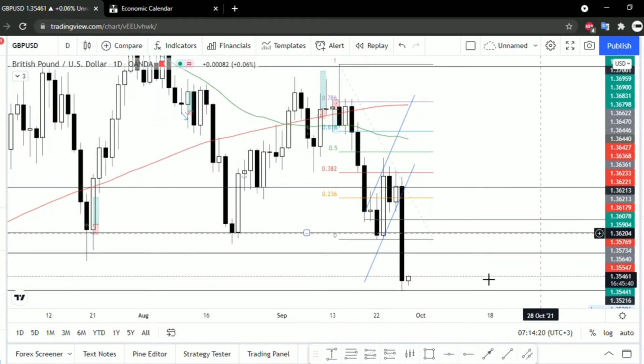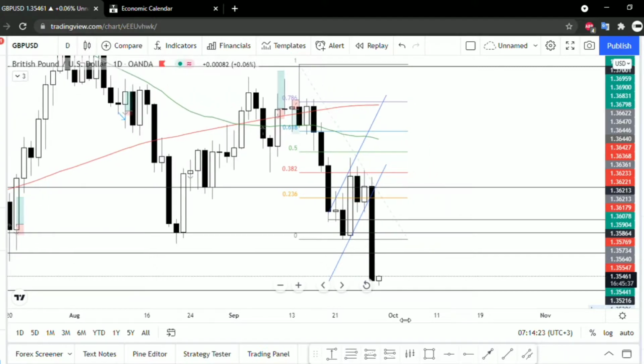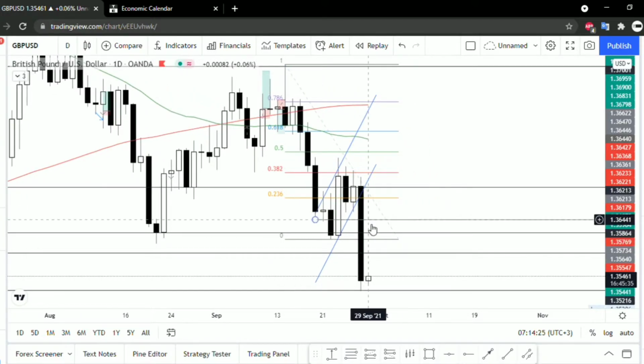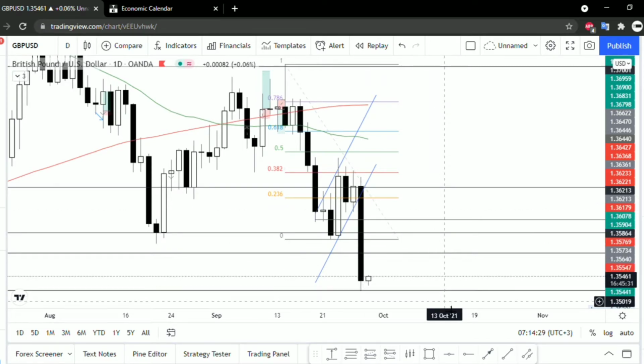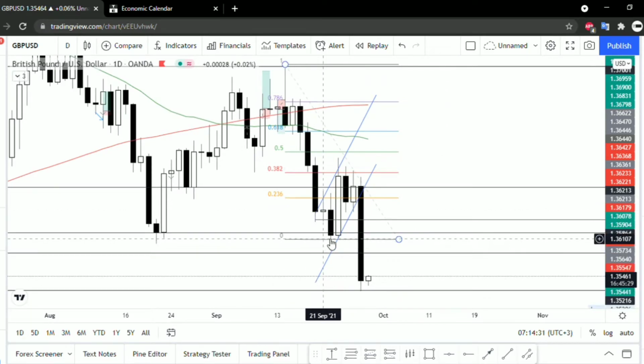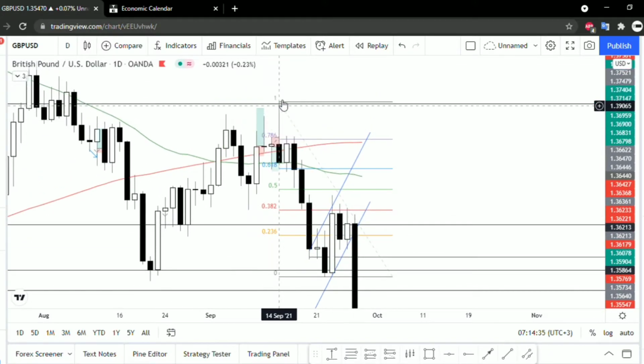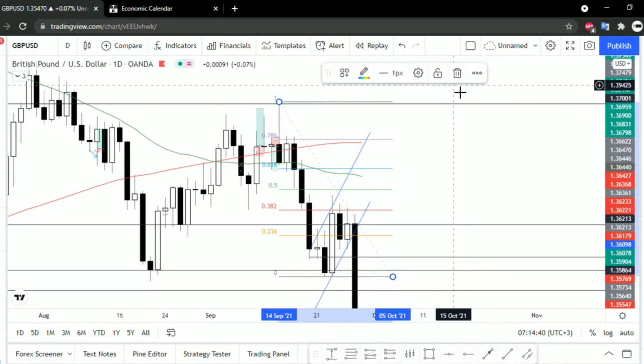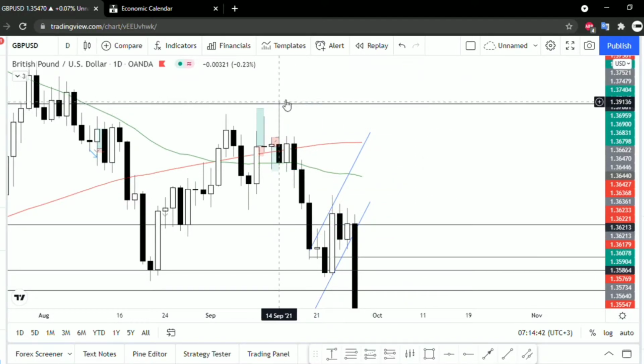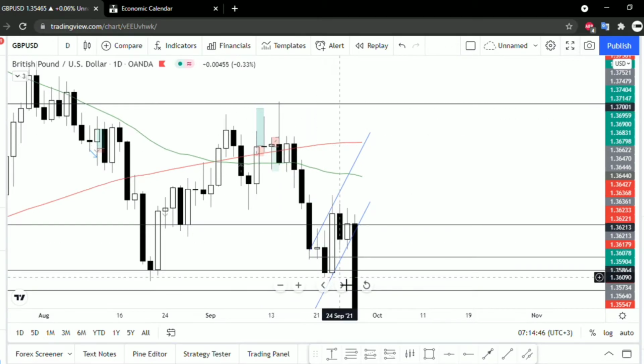Before this whole bearish candle formed, I had drawn my Fibonacci between these areas. At that particular time, this was the highest high. Okay, let me just delete this Fibonacci and we'll redraw it again. So at that point, this was the highest high, and around this area was the lowest low.